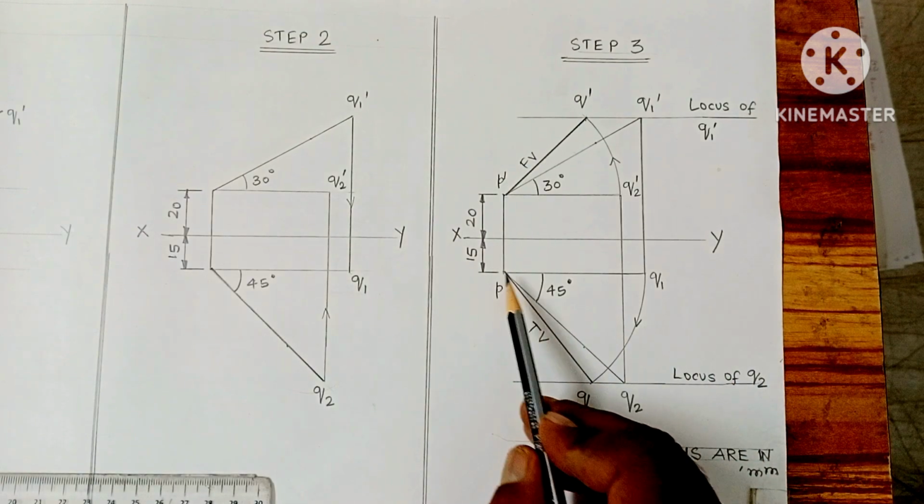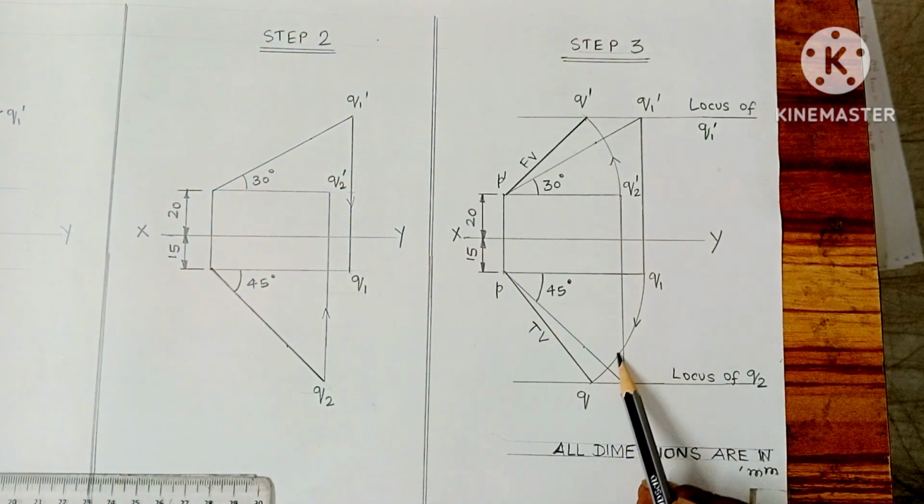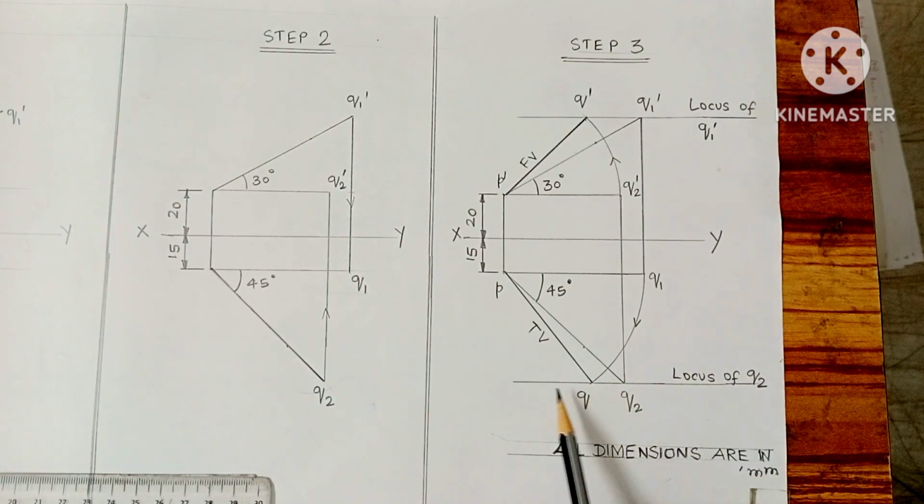Similarly, with P as center and PQ1 as radius, draw an arc downward where it intersects the locus line passing through Q2, and mark it as Q. Join P and Q; this is the final top view obtained.